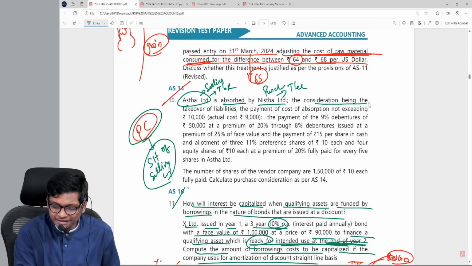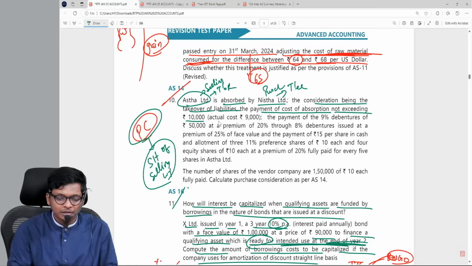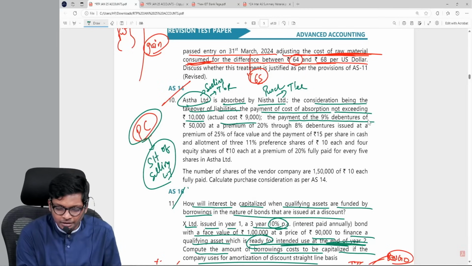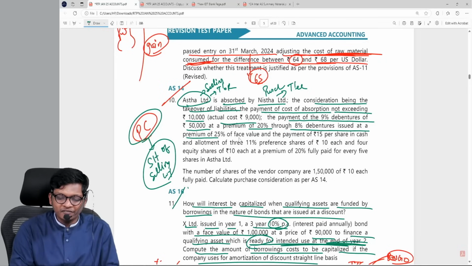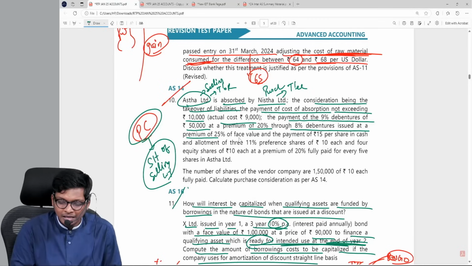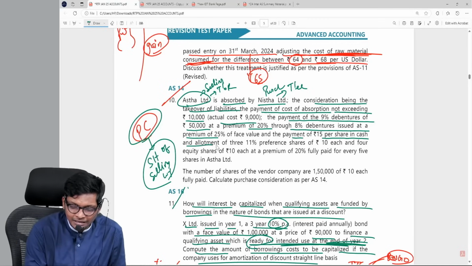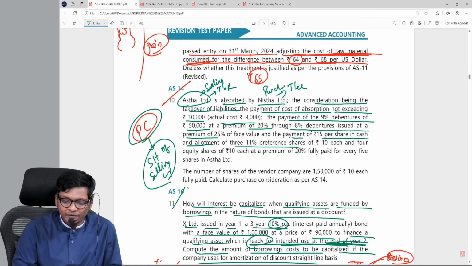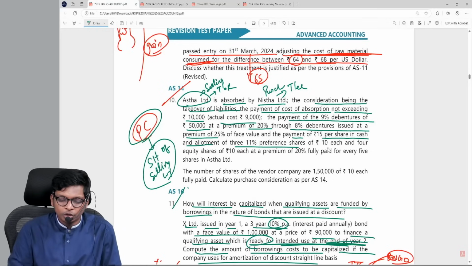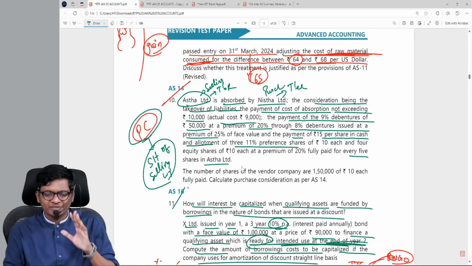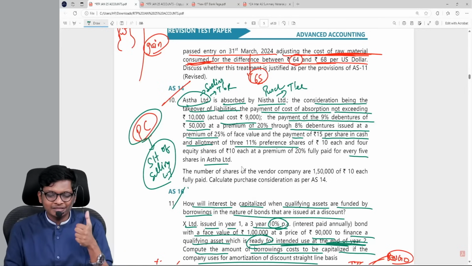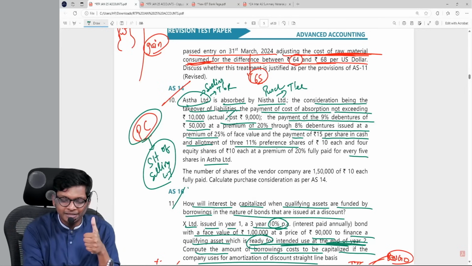Okay. The consideration being the takeover of liabilities, the payment of cost of absorption not exceeding 10,000. Actual cost is 9,000. The payment of 9% debentures of 50 at a premium of 20% through 8% debentures issued at a premium of 25% of face value. And the payment of rupees 15 per share in cash and allotment of 3 preference shares and 4 equity shares at a premium of 20% for every 5 shares in Asta. Fairly simple sum. Do I consider the liability payment? Liabilities? No.